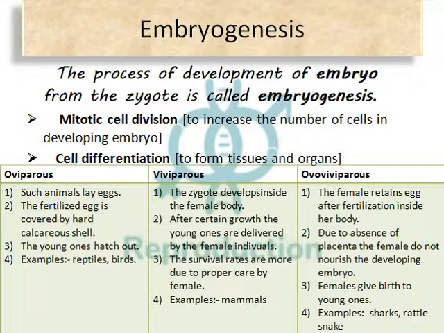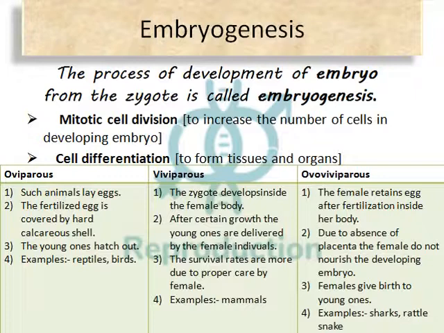Next comes ovoviviparous. In this, what happens? Once a zygote is formed, the egg or the zygote will stay within the female body, but the female is not going to nourish it. That is, the embryo will develop within the female body, but the female will not nourish it.